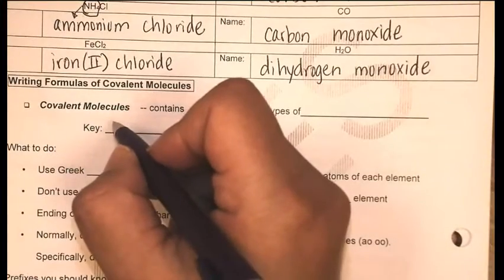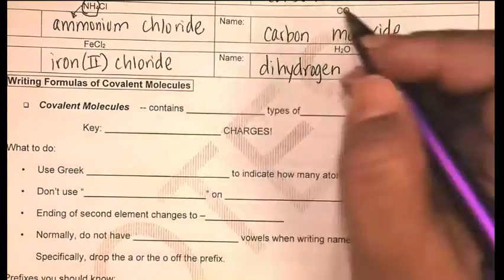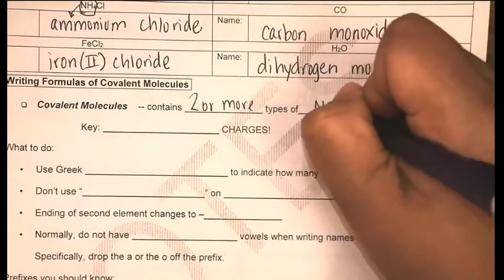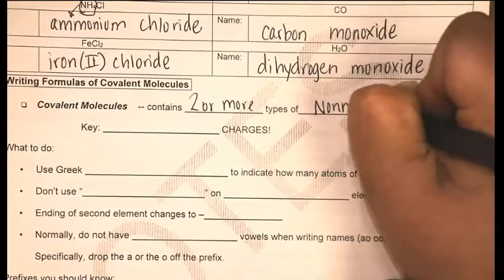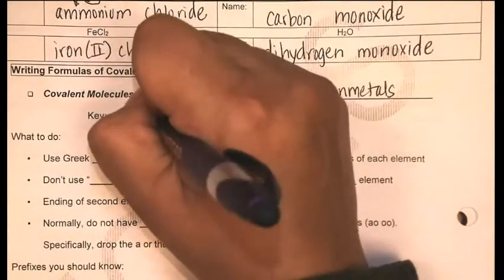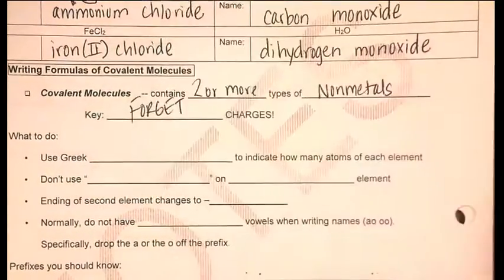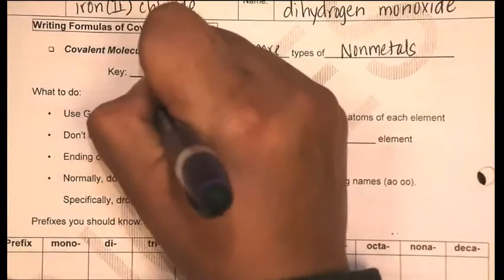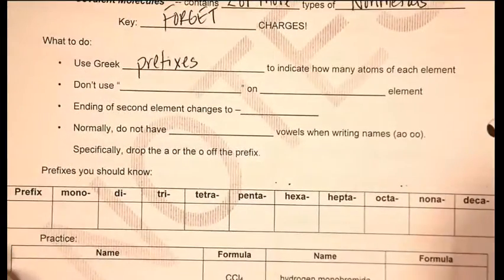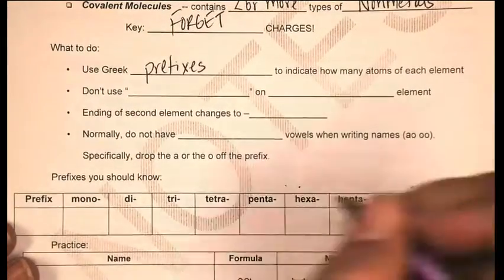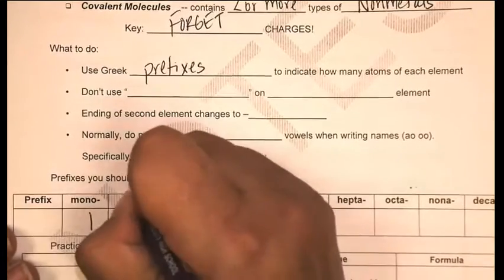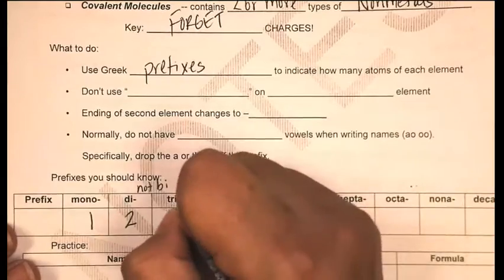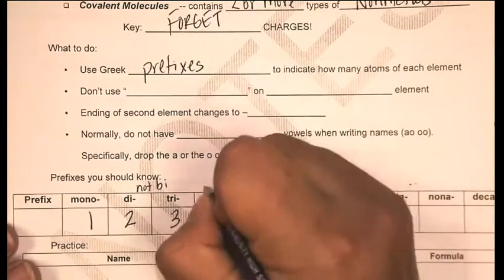When it comes to covalent molecules, remember it contains 2 or more types of nonmetals. The key is to forget about charges because there are no charges in molecules. We're going to use the Greek prefixes to indicate how many there are. So we need to know those Greek prefixes. 1 is mono, 2 is di, not bi, because these are the Greek prefixes. 3 is tri, 4 is tetra.